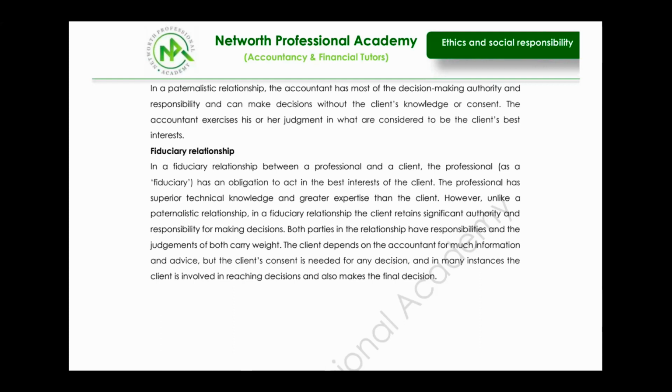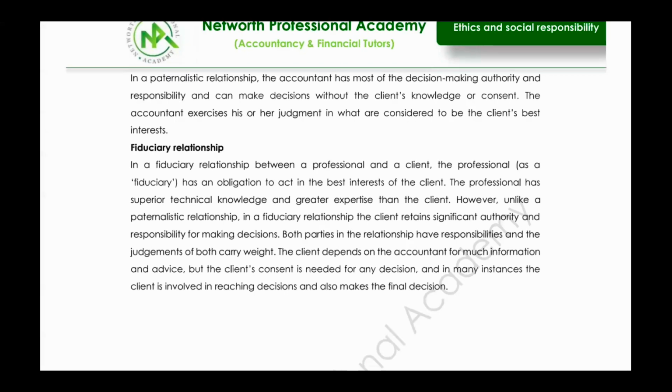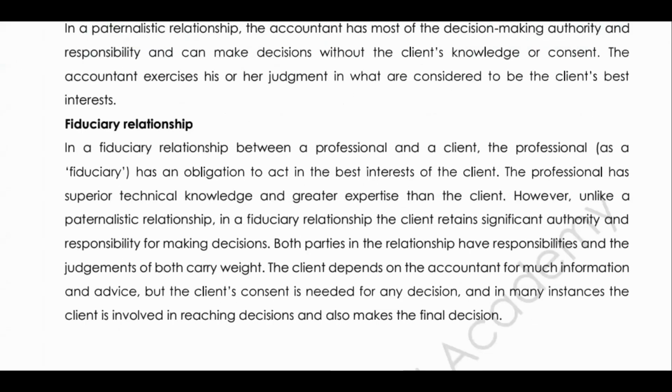Besides that, people that do bankruptcy, executorship, all these trustees. Do we get the gist? Now, in this case, the professional has superior technical knowledge and greater expertise. But unlike in paternalism, the client retains significant authority. Now, let me explain to you.